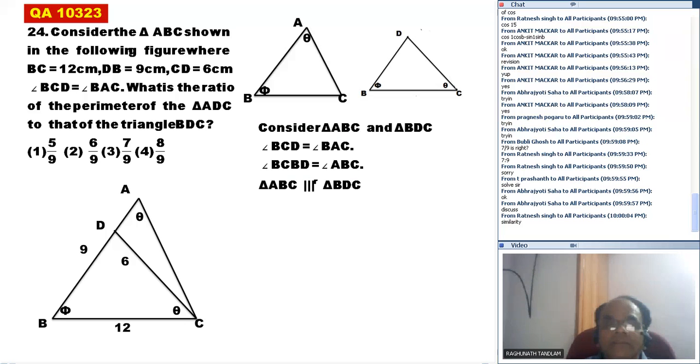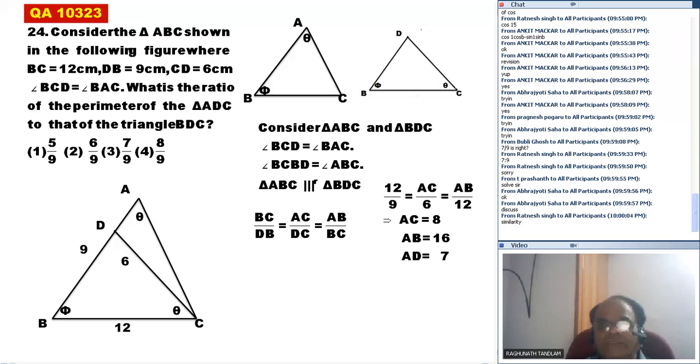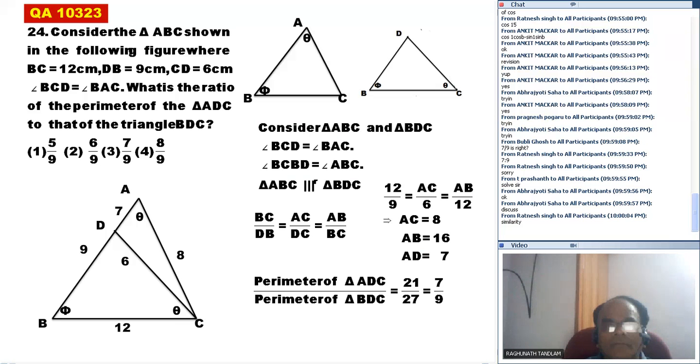So it becomes triangles are similar. If the triangles are similar, sides opposite equal angles are proportional. From this we get AC as 8, AB as 16, AD as 7. BC by DB equals AC by DC equals AB by BC. Substituting the values we know, we find the perimeter of triangle ADC and triangle BDC is 21 by 27, which is 7 by 9.